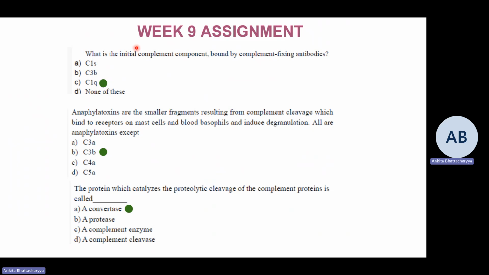Second, we were asked about anaphylatoxins. So what are those? They are smaller fragments that result from the complement cleavage, which bind to receptors on mast cells and blood basophils and induce degranulation. All of the following are anaphylatoxins except: C3a, C3b, C4a, and C5a.